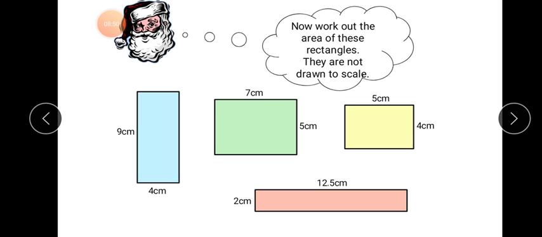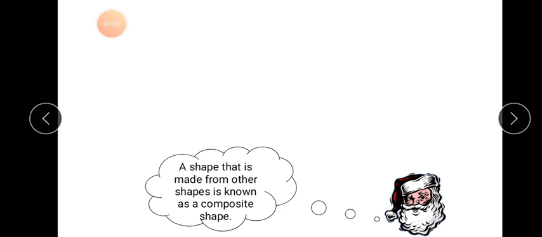Similarly, let us find the area of these 4 shapes. The first one, area will be 9 into 4, that is 36 centimeter square. Second one, 7 into 5, that is 35 centimeter square. 5 centimeter and 4, this will be 20 centimeter square. And the last one, 12.5 into 2 is equal to 25 centimeter square. Okay, let us see the next one.